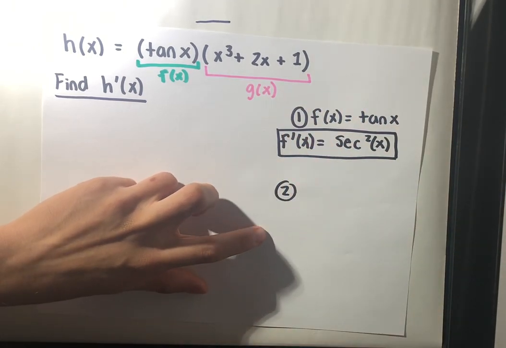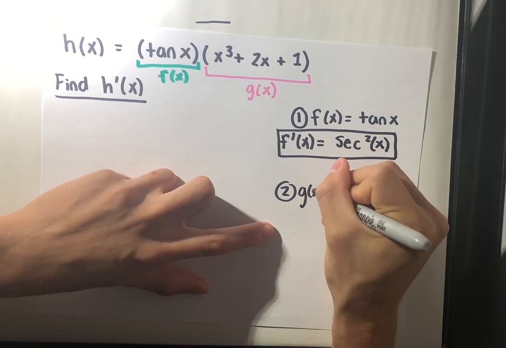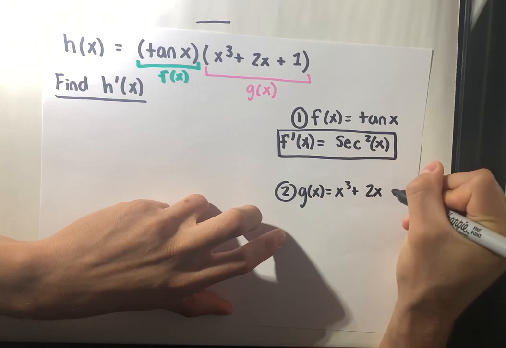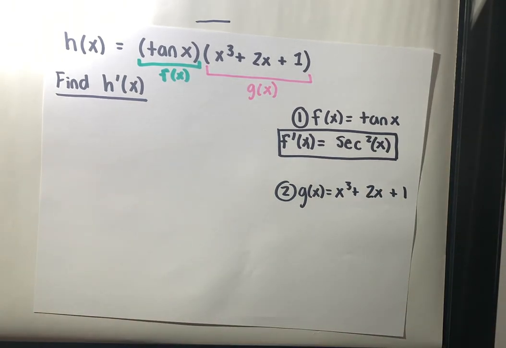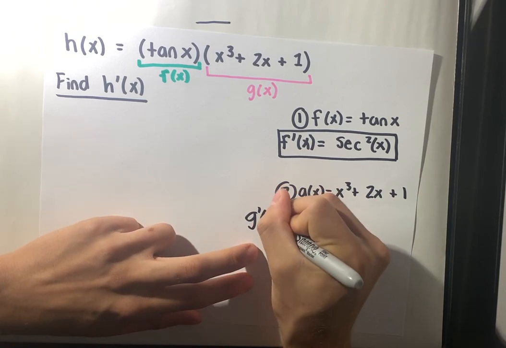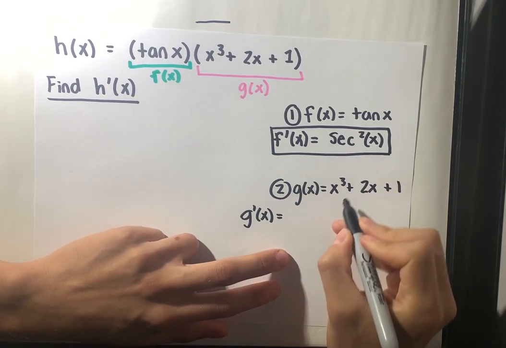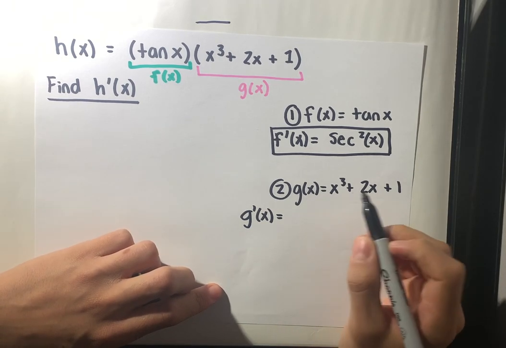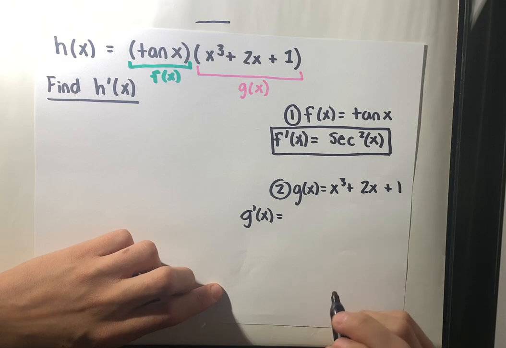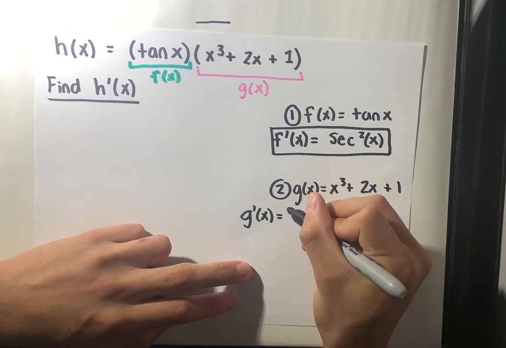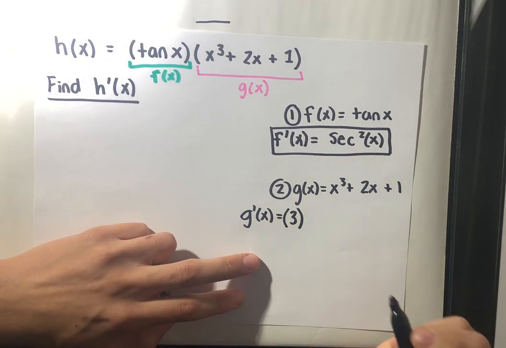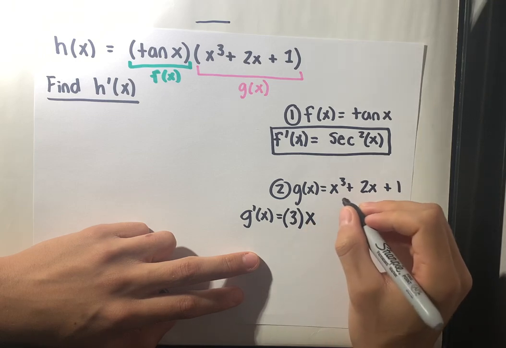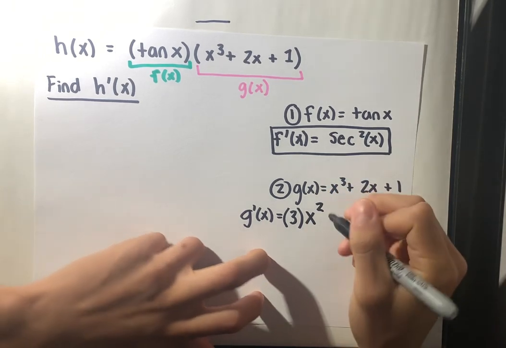Now let's move on to the second one. And this function is x cubed plus 2x plus 1. Now let's find the derivative of this. So as we look at the first term, we have x cubed, and we know that any x raised to a power, you can use the power rule. So let's go ahead and use the power rule. We drop the n, multiplied by x to the power of n minus 1, or 3 minus 1, which is 2.